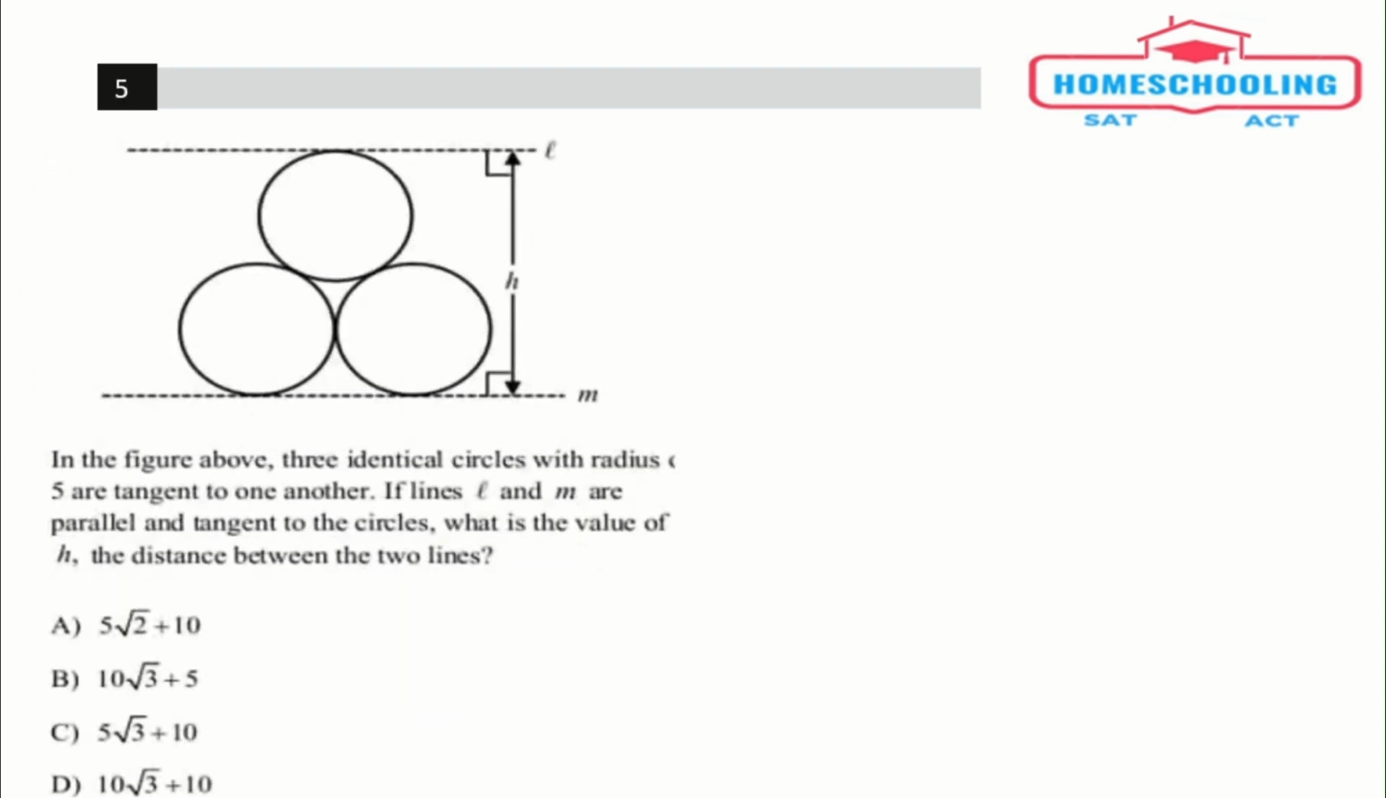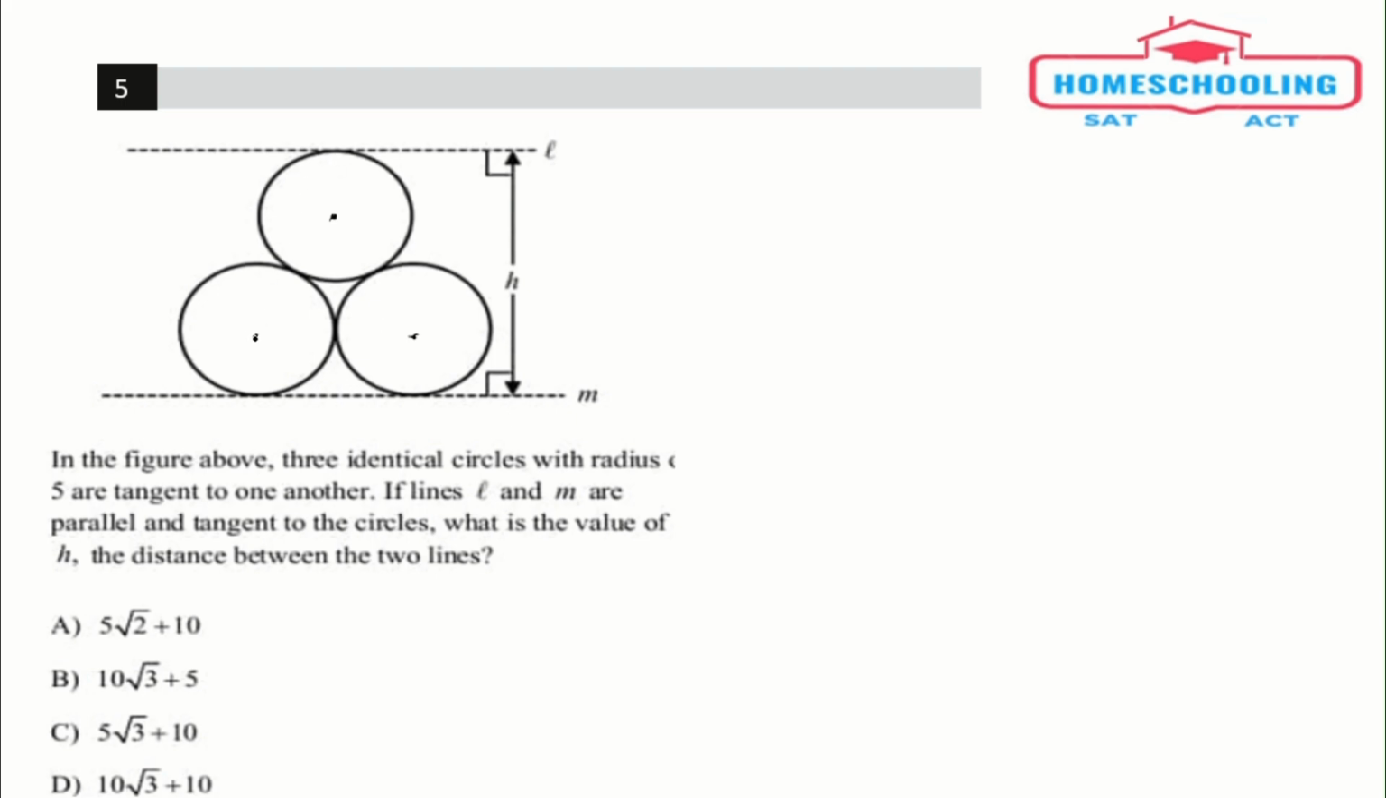Now next question. In the figure above, three identical circles with radius 5 are tangent to one another. Let's say these are 3 points that are tangent to one another. If lines L and M are parallel and tangents to the circle, these two lines are parallel and they are also tangents to the circle, what is the value of H? So we have to find the value of H.